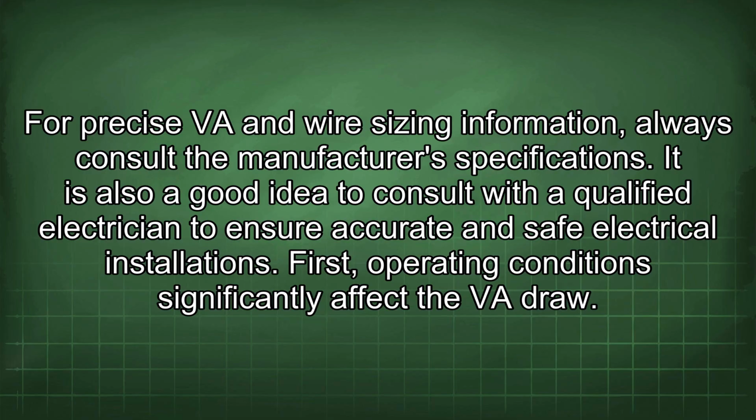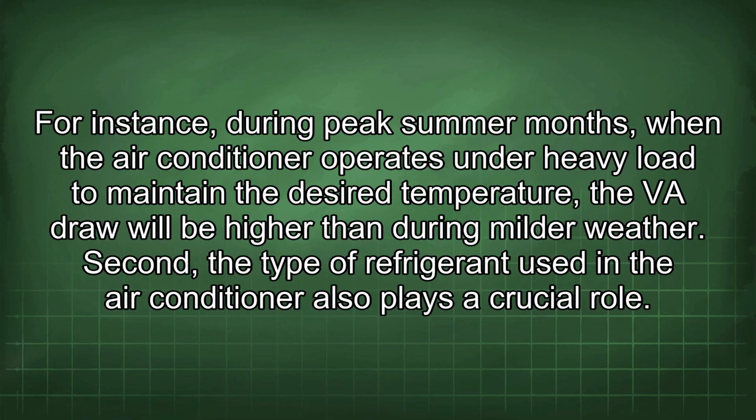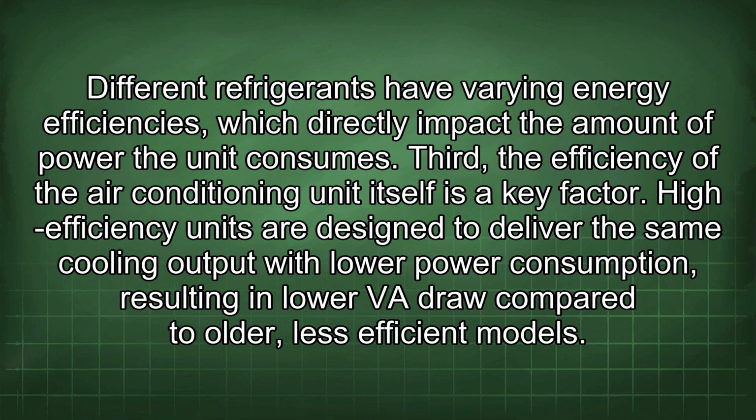First, operating conditions significantly affect the VA draw. For instance, during peak summer months, when the air conditioner operates under heavy load to maintain the desired temperature, the VA draw will be higher than during milder weather. Second, the type of refrigerant used in the air conditioner also plays a crucial role. Different refrigerants have varying energy efficiencies, which directly impact the amount of power the unit consumes.